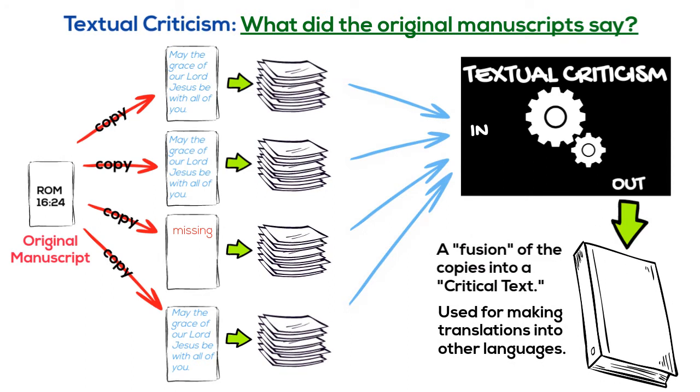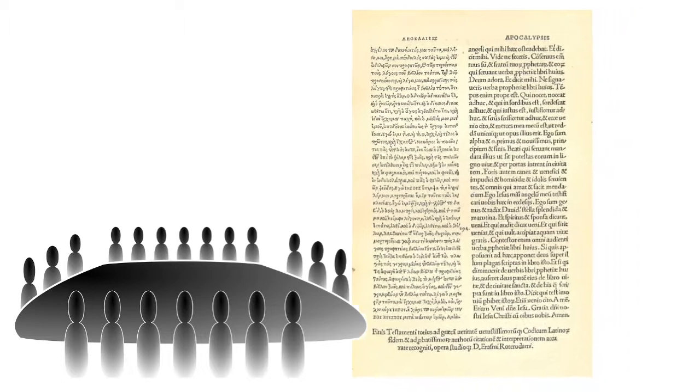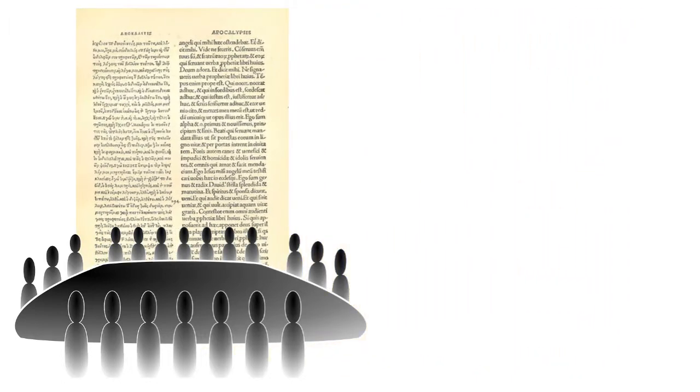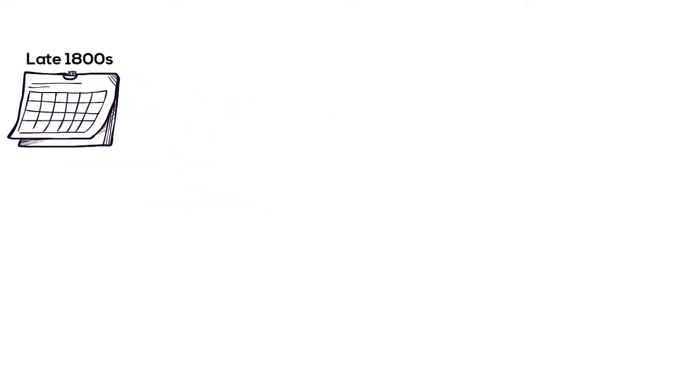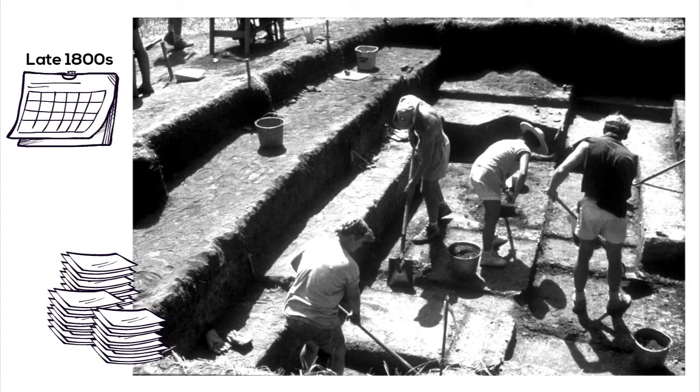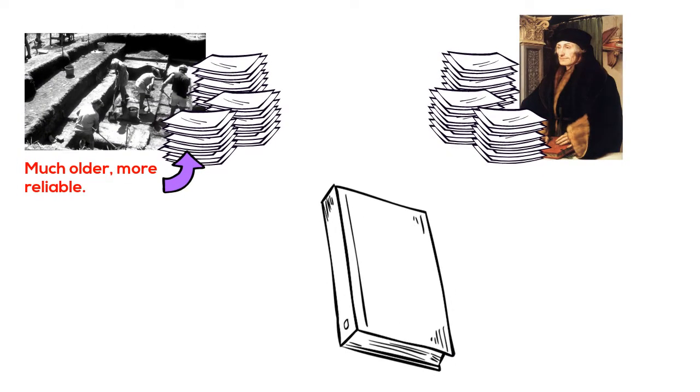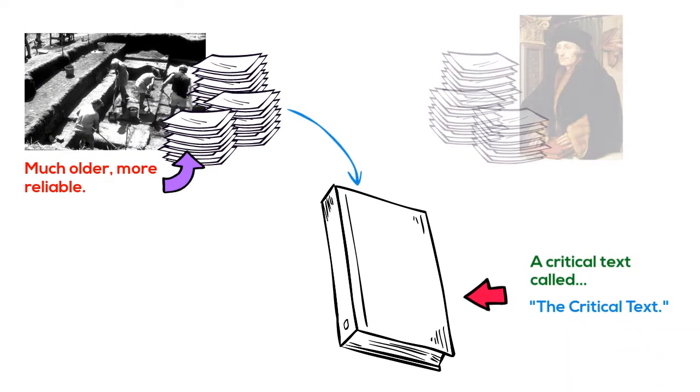The end result of this work is a document used as a textual base for translating into other languages. The King James translators relied upon a Greek text which was compiled by a man named Erasmus. Erasmus's textual base eventually became known as the Textus Receptus. By the late 1800s, more manuscripts had been discovered that were older and more reliable than any Erasmus had access to. They were used to compile a revised textual base that came to be known as the critical text.